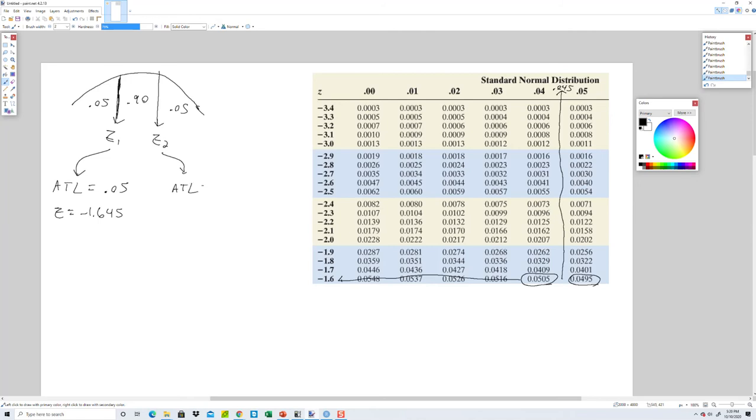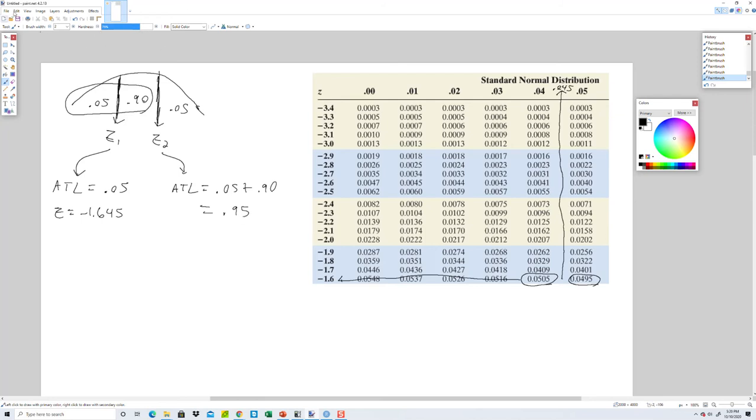The area to the left, ATL. And we're looking at this one right here. You have to add up all the area to the left. So 0.05 plus 0.90. All the area left will be 0.95.